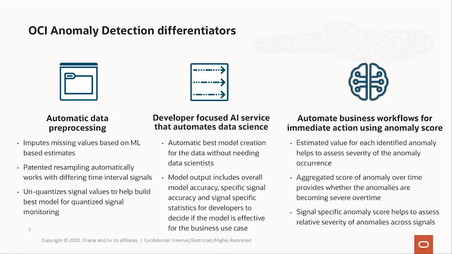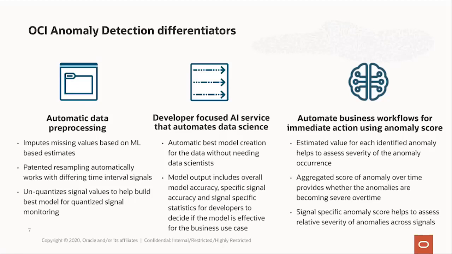The other aspect of the model training is that when you do get a model that has completed the training, you get the model output that is easily interpretable to understand whether this model is the right model for your business problem. It includes the overall model accuracy. It also gives you the specific signal accuracy.